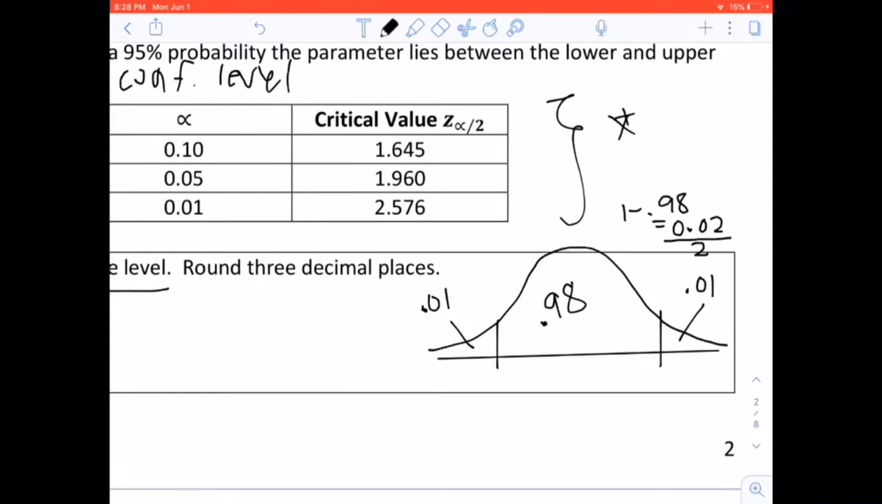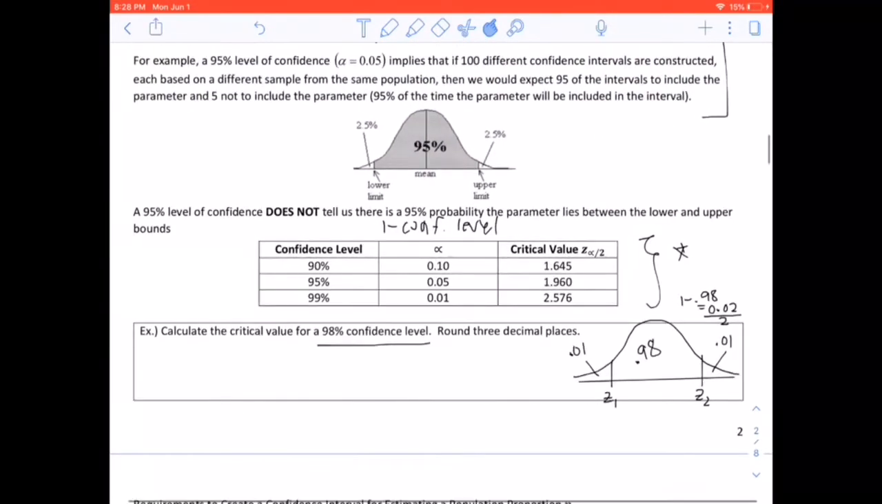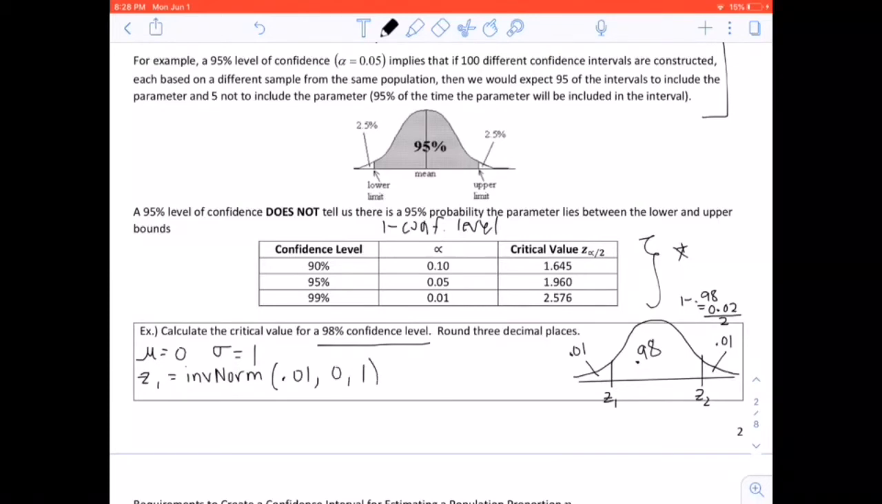And since we are dealing with our standard normal curve, I'm going to go ahead and call this one Z1 and this one Z2. So the standard normal curve, we have that the mean is equal to 0, and our standard deviation is equal to 1. In order to calculate our Z1 value, we are going to use inverse norm. And inverse norm is going to be the area to the left, which is going to be 0.01, comma the mean, comma the standard deviation.